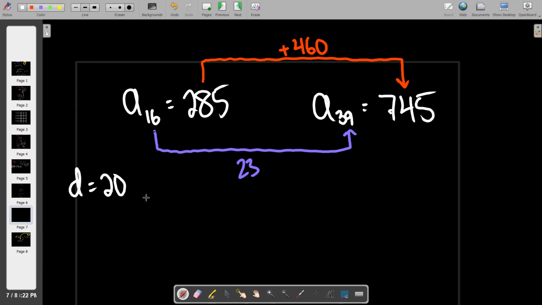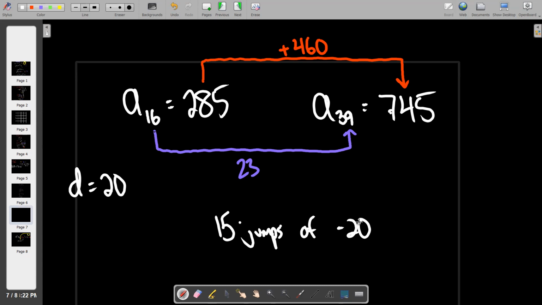If I work my way back to the 15th, and then the 14th, and the 13th, and the 12th, and the 11th, and I go all the way back to the first, how many moves do I have to make to go from the 16th back to the first? Correct. So I have to take 15 jumps. And what is the value of each of those jumps as I go backwards towards the beginning? Each one is negative 20.